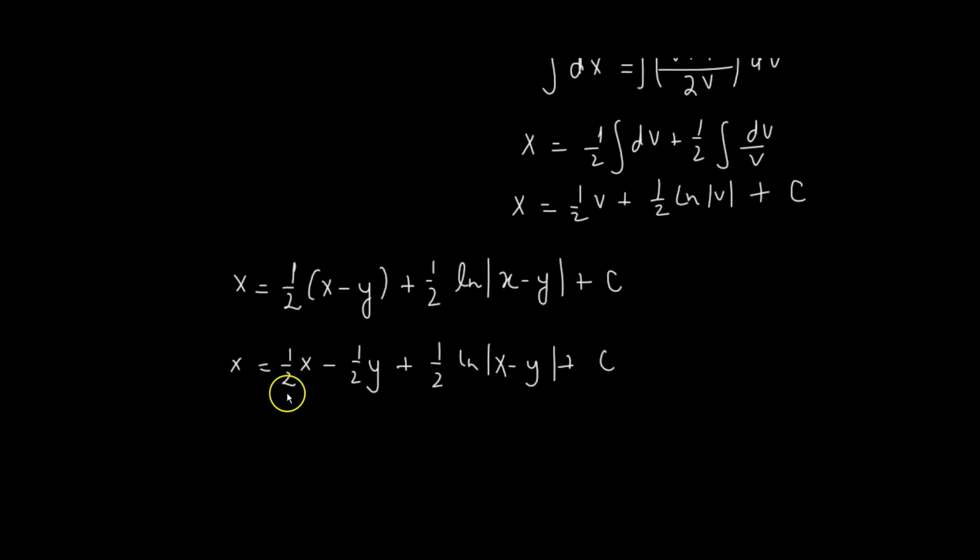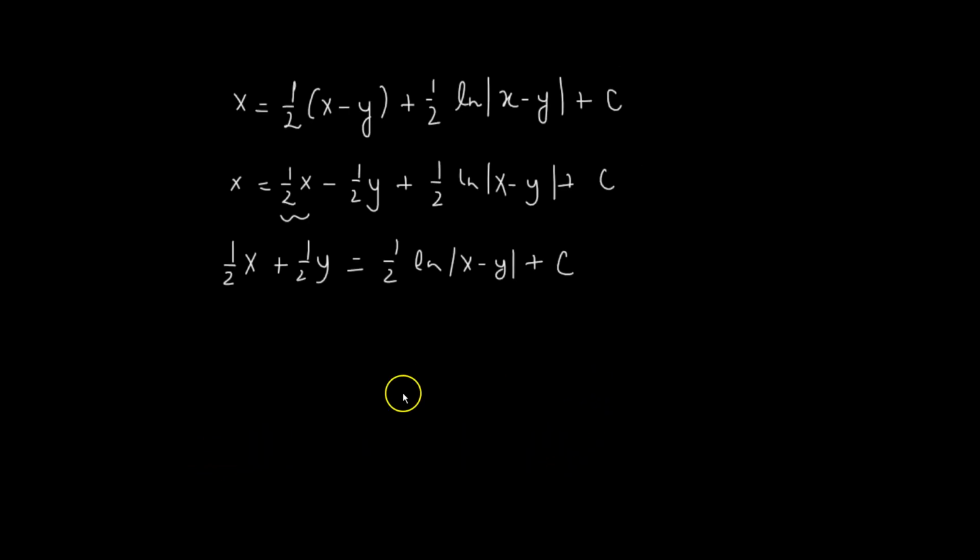So this is x = x/2 - y/2 + half natural log of (x - y) + c. This negative half of x, when we take it to the left hand side, x - x/2 will be simply half of x. So we have x/2 + y/2 = half natural log of (x - y) + c. Multiplying throughout by 2, this will give us x + y = ln(x - y) + 2c.